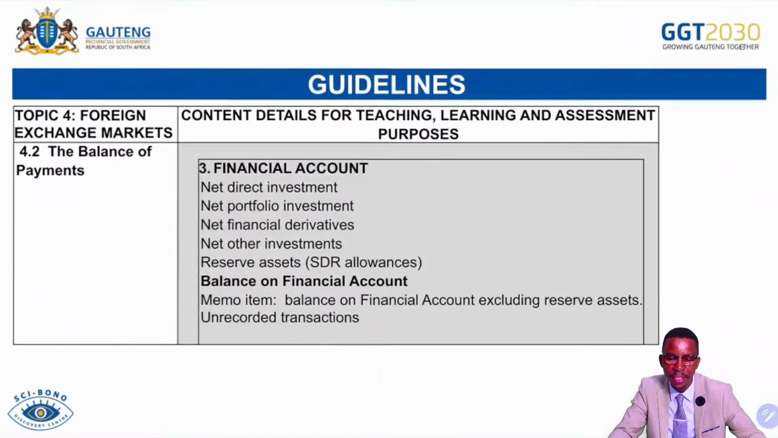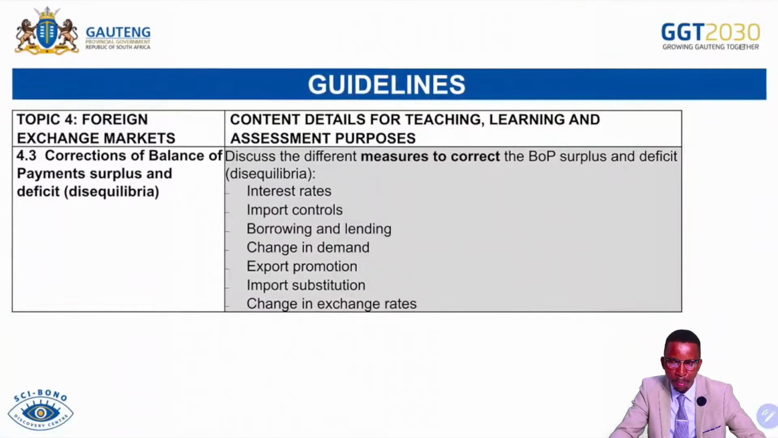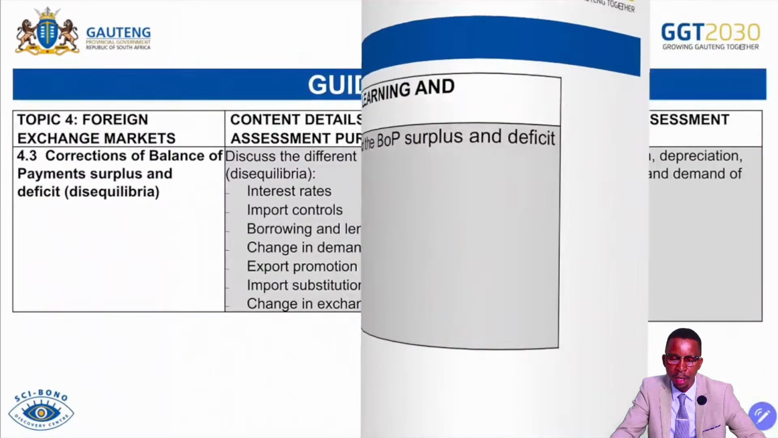You must know all components in there so that you can simply know what is listed, what is recorded under direct investment, portfolio investment, other investments, etc. And then we talk about correcting BOP disequilibrium. That's when we have interest rate, import control, borrowings and lending, change in demand, export promotion, substitution, as well as change in exchange rate. You must know this one. They can be for 8 marks, or they can be data response, or they can say mention any two, or they can say define one of them in your data response.